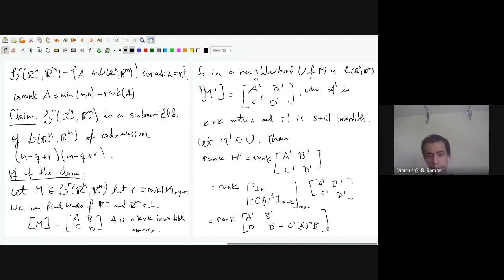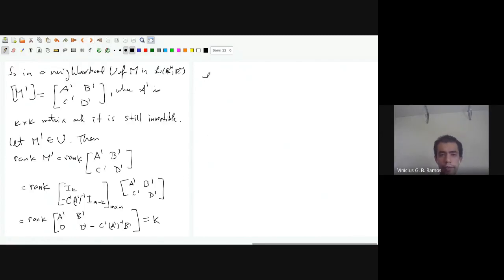Okay, so what am I doing? I'm just trying to see what the condition on A prime, B prime, C prime, D prime is so that M prime still has rank K. So this has rank K if and only if what condition holds? I know that A prime is invertible and K by K. So if I want this matrix to have rank K, I need this part to be zero. Not really upper diagonal, but the condition that you need is that this part here is zero. Because if the part that I'm pointing out is not zero, then the rank is definitely going to be bigger than K.